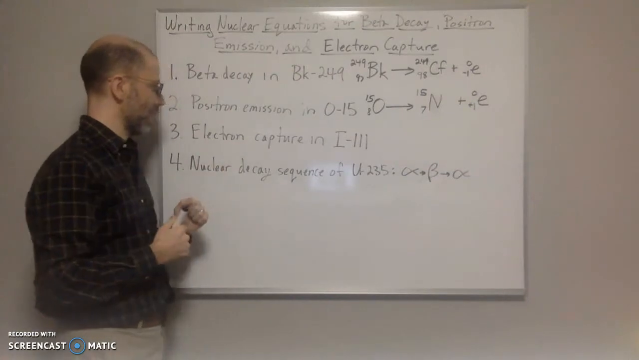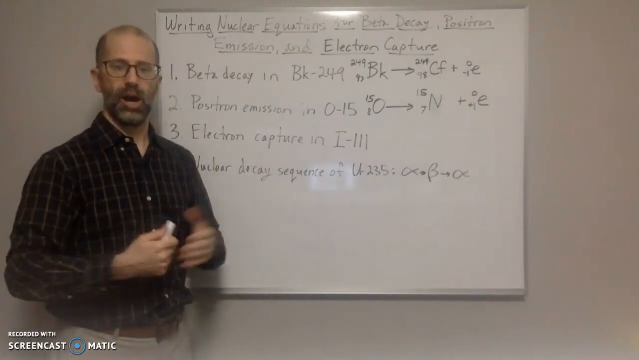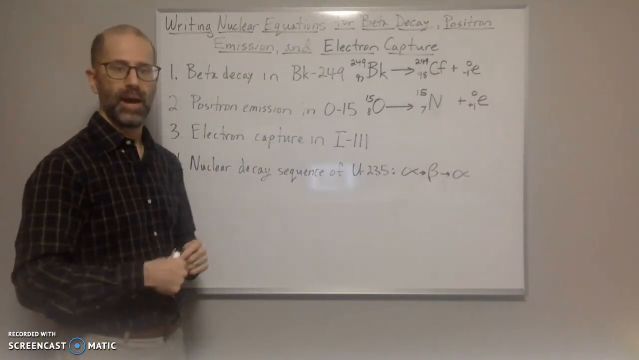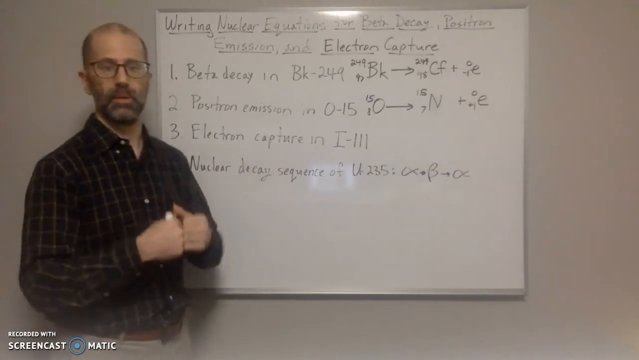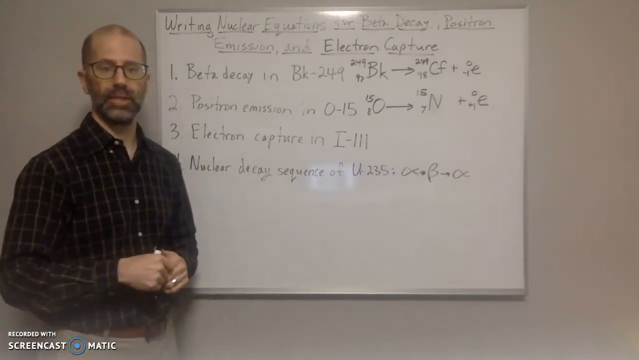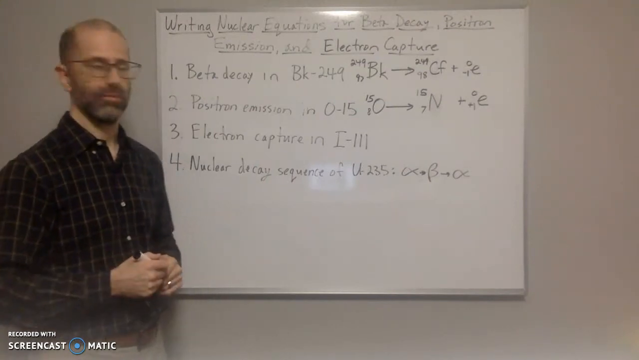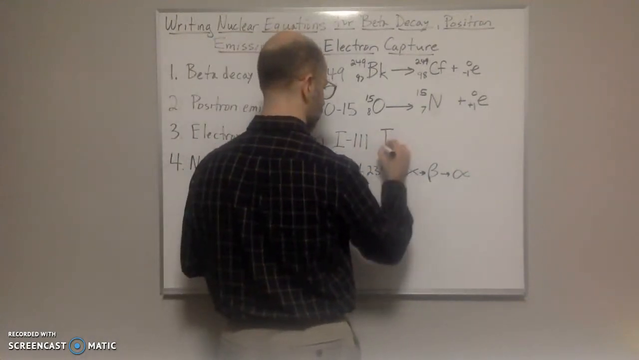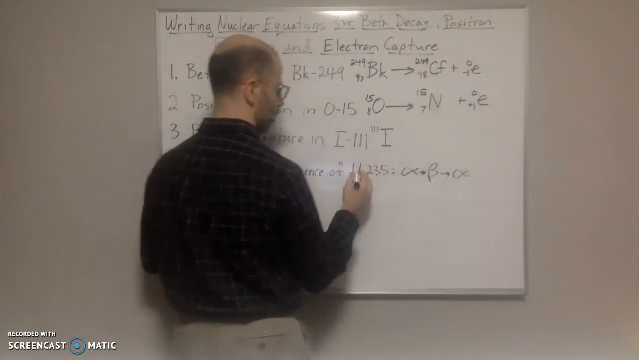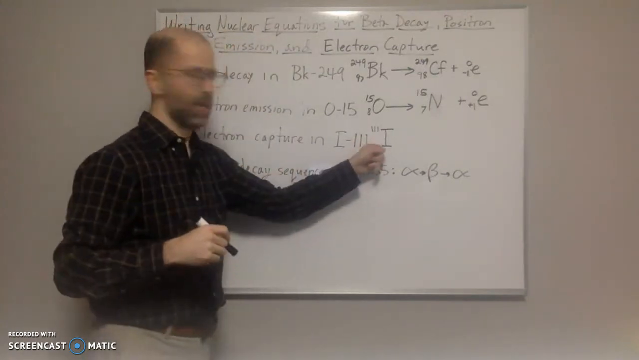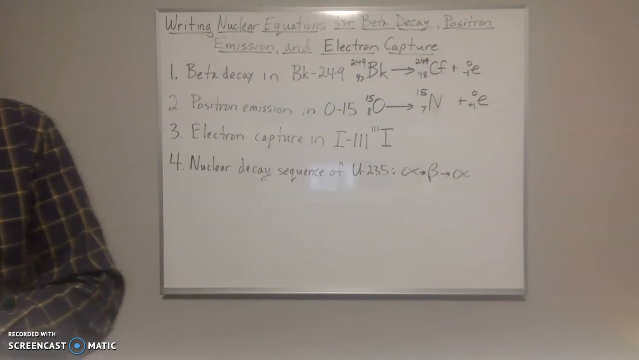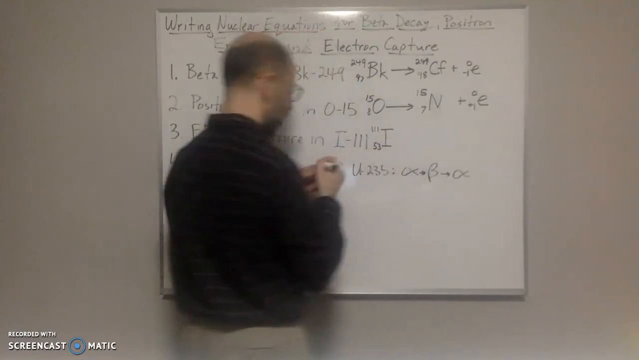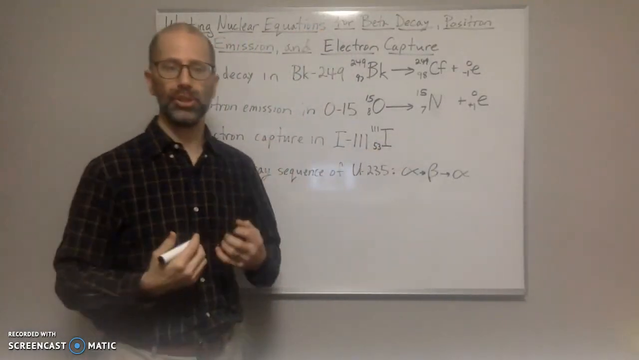What about electron capture? So in this case, we have an electron being captured into the nucleus. So you have a negative electron being captured. That's going to combine with a proton, and you're going to get a neutron in place. So again, we start with iodine. This is the mass number. That's going to be 111. And the atomic number for iodine is going to be 53. So in this case, the electron is being captured, so that is a reactant.